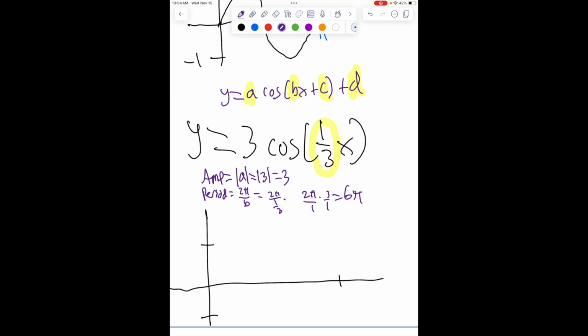So now I'm going to say, okay, I've got a cosine function. I'm going to start up here. I'm going to go down and then back up to right here. And yes, it would continue on. And because my amplitude is 3, this is going to be -3. And my period is 6 pi, which means my halfway point right here is 3 pi.